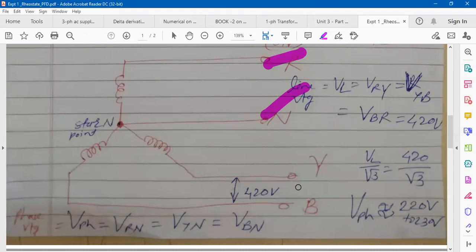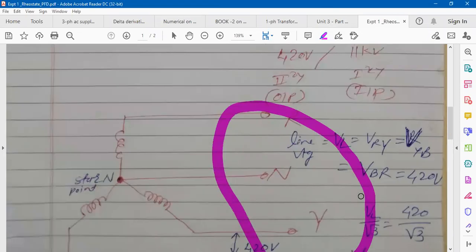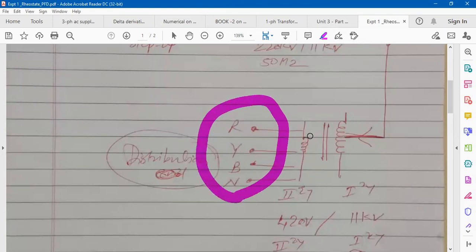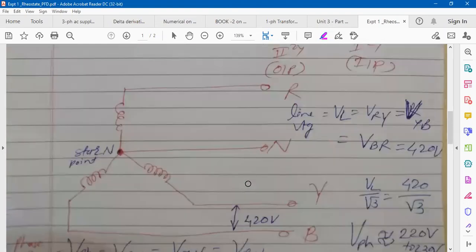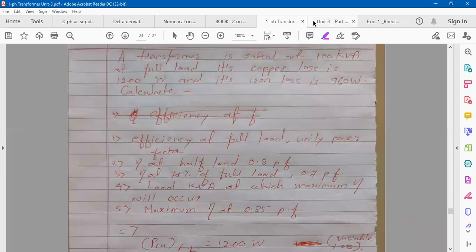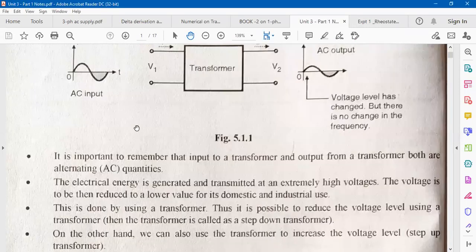Have you got it? 3-phase 4-wire AC supply means what? R, Y, B, neutral. These are the terminals tapped from the distribution transformer at the secondary. This is the 3-phase AC supply. Line to line voltage is 420 volt, which is constant. And whenever we say it's a single phase AC supply, it means some load is put on R to neutral, some on Y to neutral, and some on B to neutral. Got it? Single phase and 3-phase AC supply? Yes, ma'am. Okay. Now next.